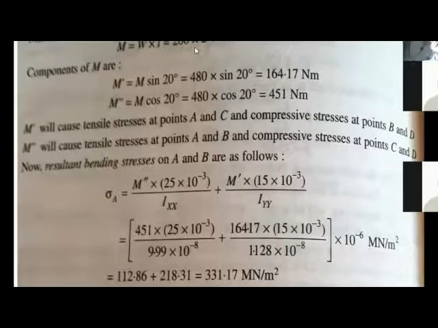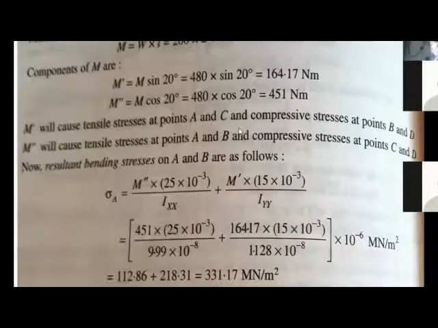We have just now seen M cos theta and M sin theta. M cos theta, which is along the vertical plane, acts about the UU axis or XX axis, and M sin theta is acting about the YY axis. So the two components: M sin 20 is about the UU axis.